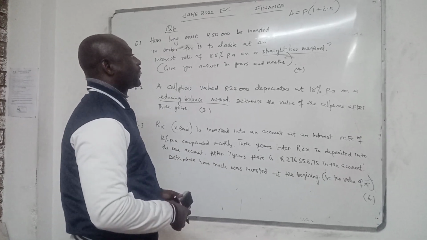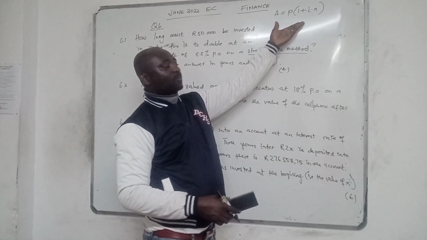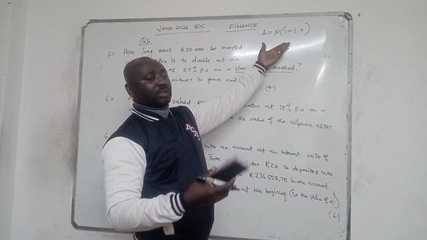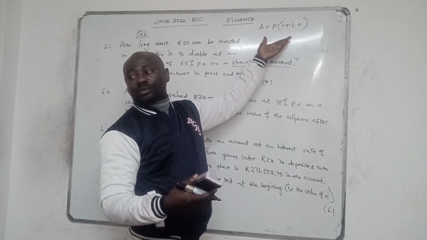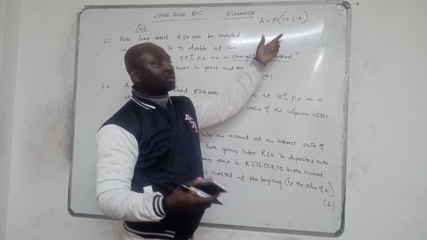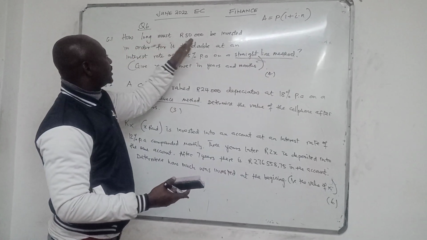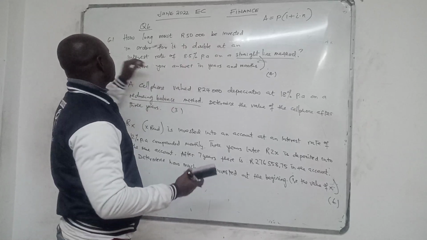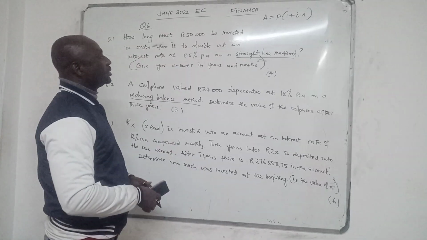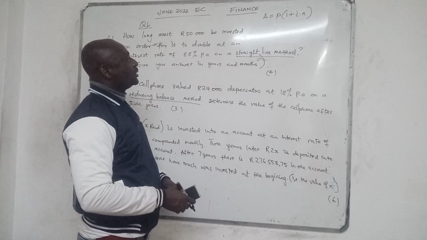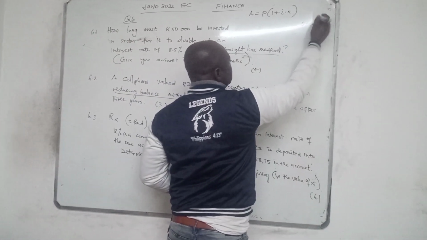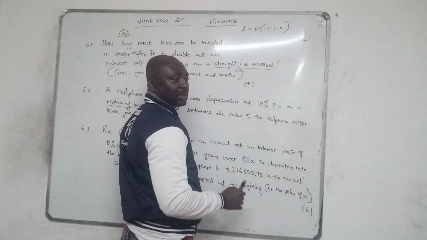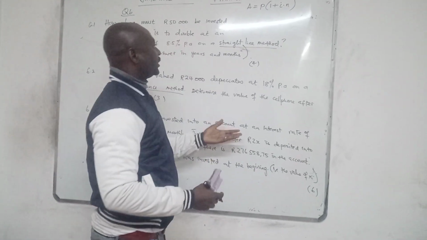This is the one that goes together with compound interest formula. But when it is a straight line method, we use this one. Because it said, how long must 50,000 be invested in order for it to double? So it means our data, you need some small data in finance to check what you are looking for and what is given. What is given here?